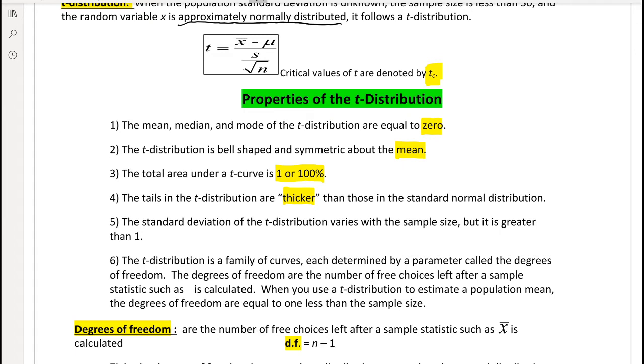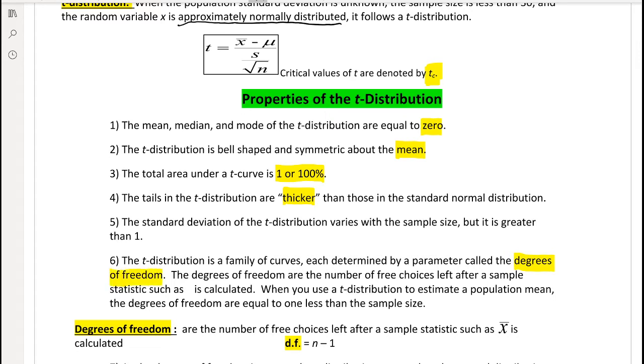Next one up, the standard deviation of a t-distribution varies with the sample size, but it is greater than 1. So the sample size that you have for your problems is going to make your standard deviation vary from problem to problem, right? Number 6, the t-distribution is a family of curves, each determined by a parameter called degrees of freedom. This is a big one right here.